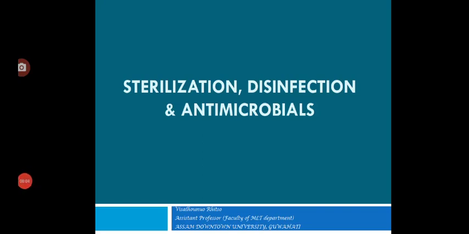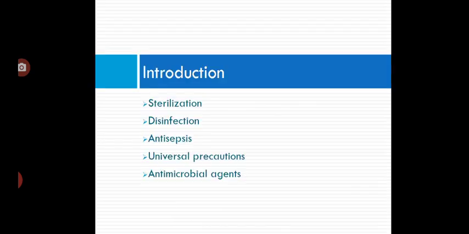Hello everyone, in this video I'll be explaining the introduction of sterilization, disinfection and antimicrobial agents. Coming first to sterilization. Sterilization is a process by which an article, surface or medium is made free of all microorganisms, either in the vegetative or spore form.